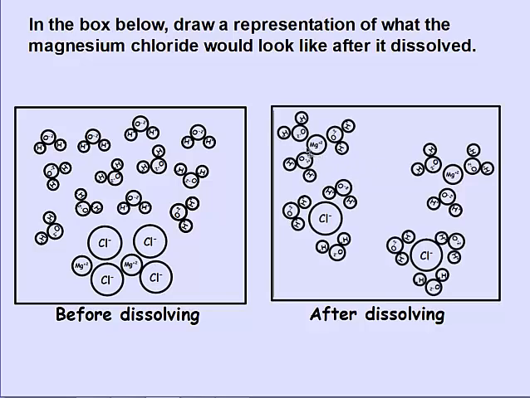So notice magnesium's positive charge is attracting water's negative end, which is oxygen. And chlorine, being negative, is going to attract water's positive side, which is hydrogen.